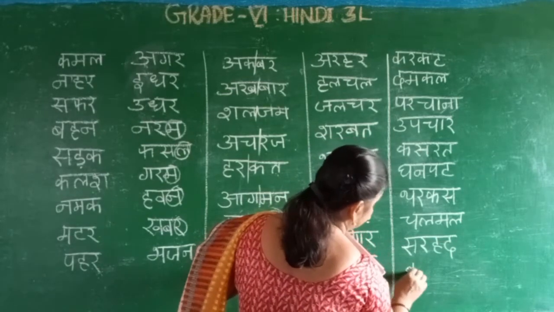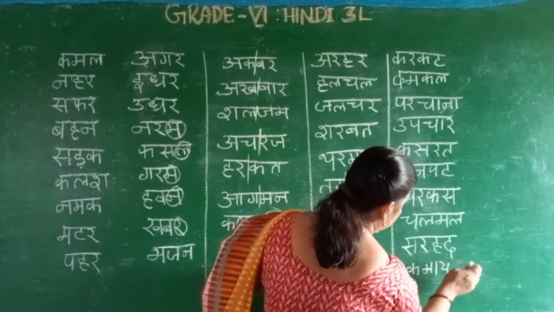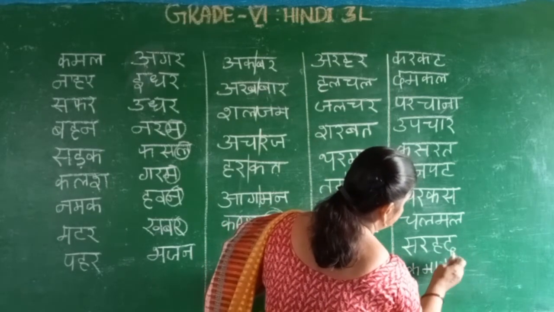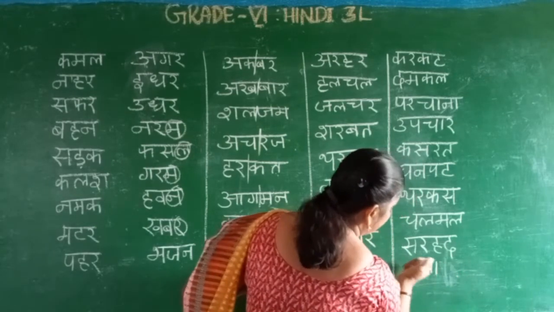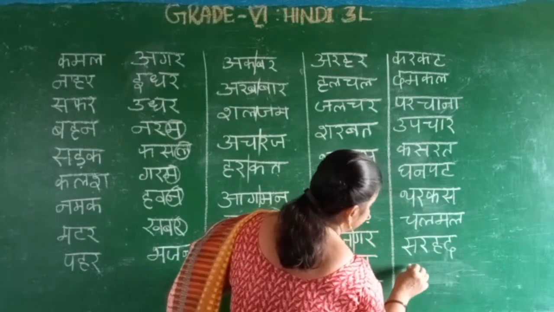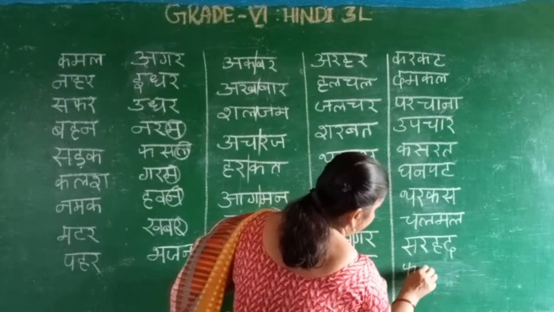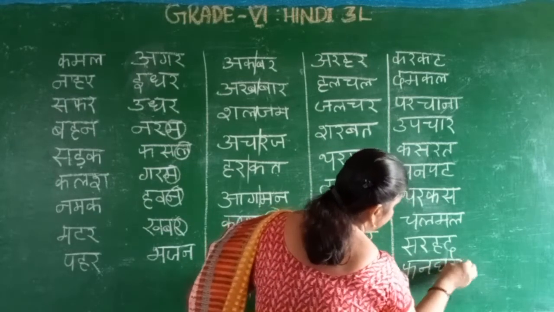Next, ka, ma, ya, ka, ma, you don't need these words. And fa, na, ga, ta, fungat.